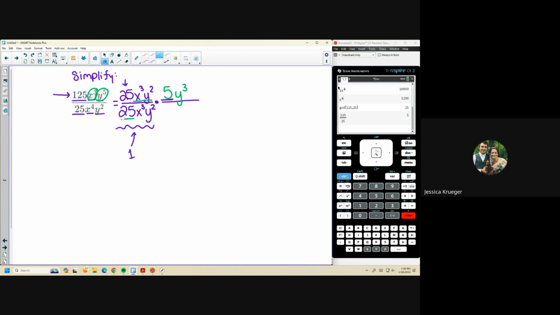My denominator has a 25 and it needs a 25. So 25 times 1. It's got 3 x's. It needs 4. So I need 1 more x here. It has 2 y's. It needs 2 y's. So it's done. So my answer is this simplifies down to 1. And my final simplified fraction is 5y to the third over 1x.